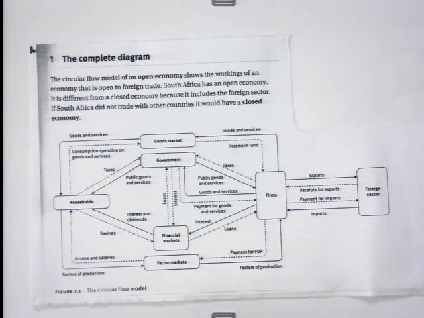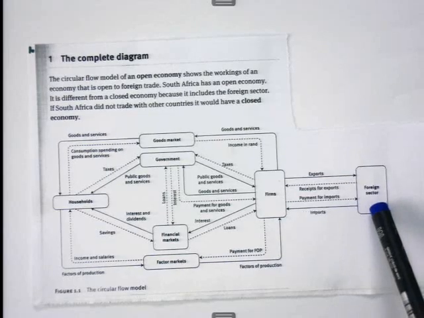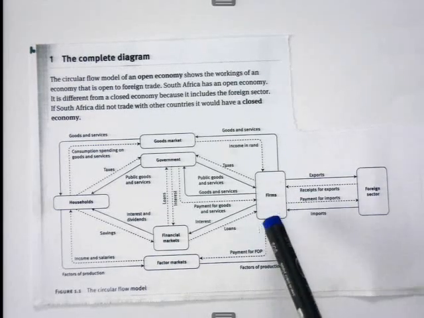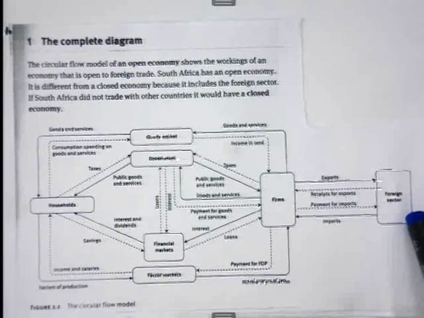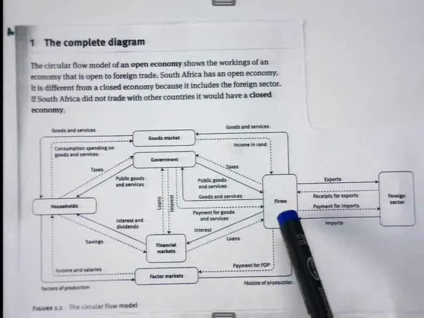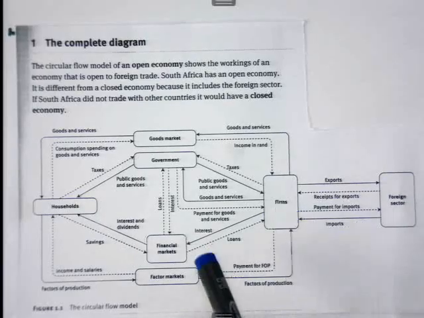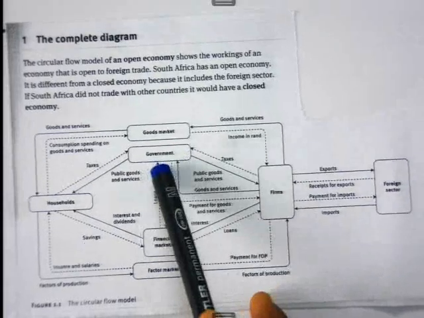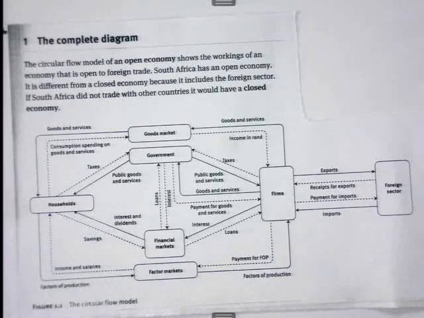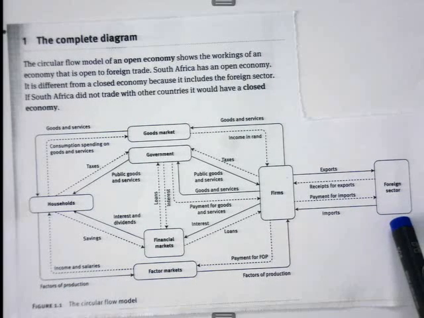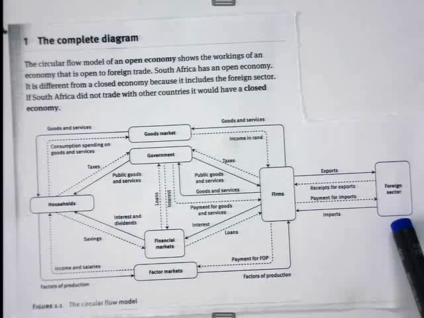An open economy is an economic system whereby we trade with the foreign sector. So we must indicate all the participants, including the foreign sector. And who are the economic participants? They are the firms, the government, the household, and the foreign sector, because we're trading internationally, right?